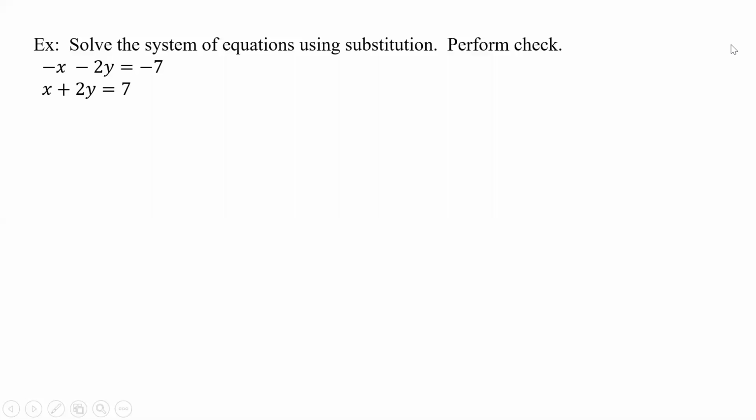All right, what about this one? Well, looking at this one, I think I want to solve for x here because that's going to be easy. All we have to do is subtract 2y. So x equals, now we have a negative 2y plus 7.